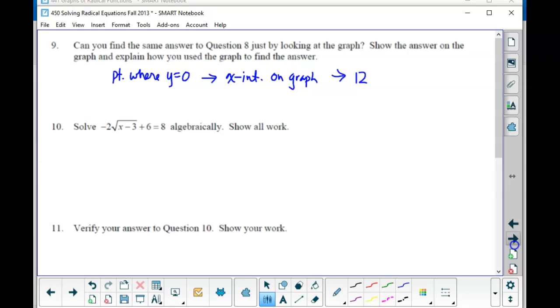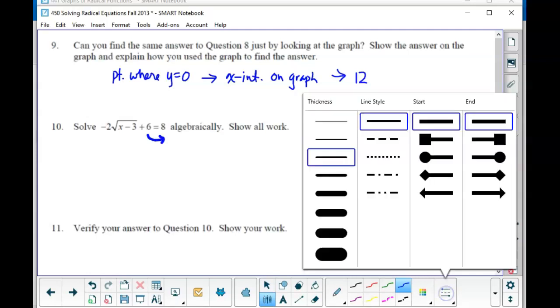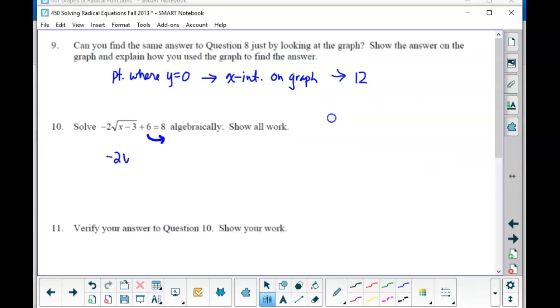Okay, next one, very similar. Now it's equal to 8. So we're bringing 6 over. Divide by -2.